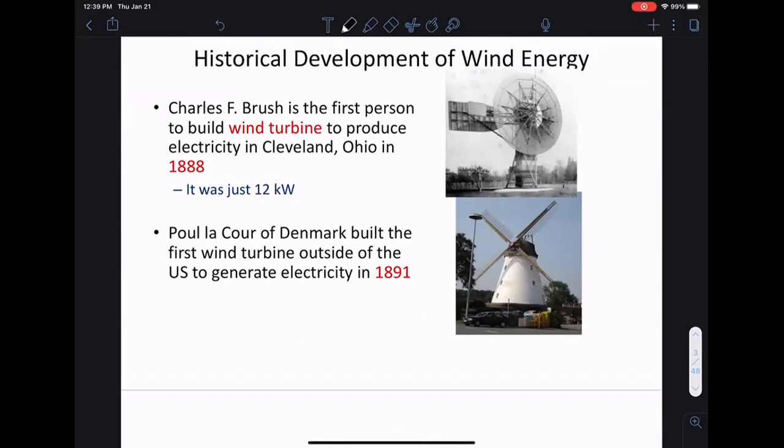So this is actually before widespread electrification, so way before that. I believe these are the pictures of the actual turbines. It was in the US, Cleveland, Ohio, and produces 12 kilowatts of power. Although at that time, 12 kilowatts is not a small amount of power. This turbine was able to produce 12 kilowatts, and the operating principle is quite simple.